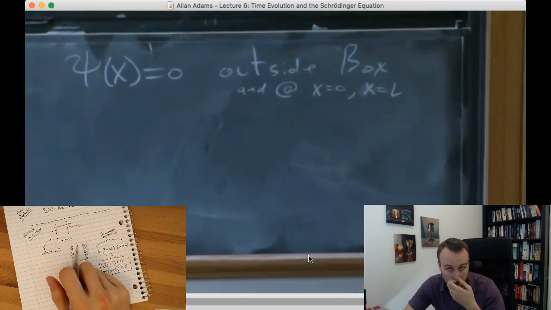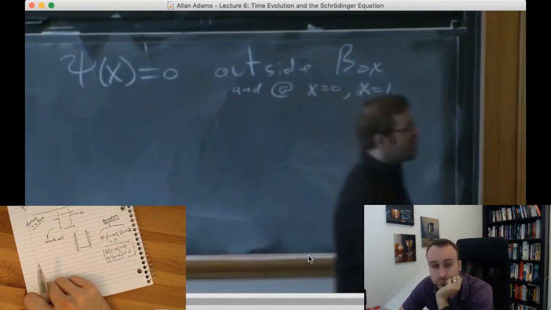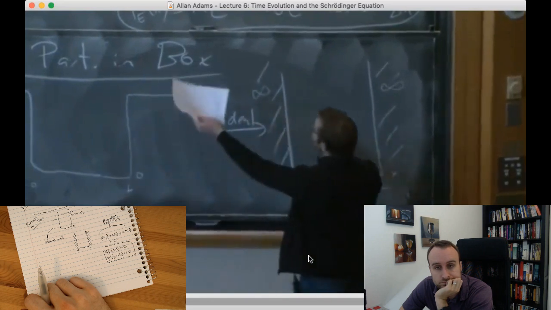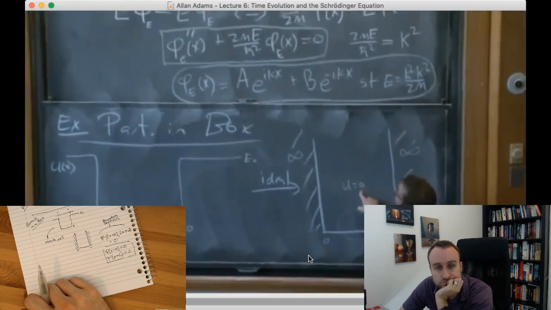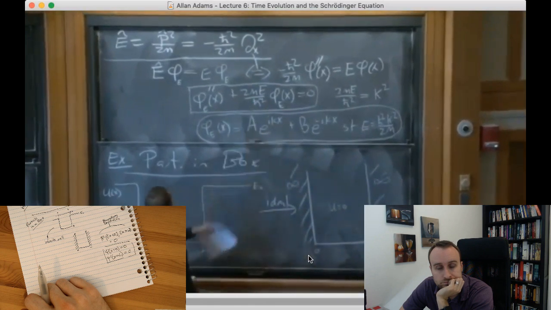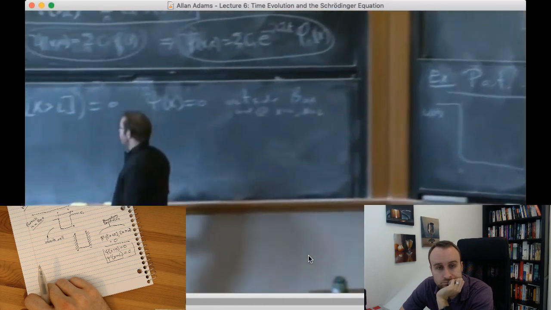Okay, but what's our differential equation inside the box? Inside the box, well, the potential is 0. So the equation is the same as the equation for a free particle. It's just this guy. And we know what the solutions are. So the solutions can be written in the following form.